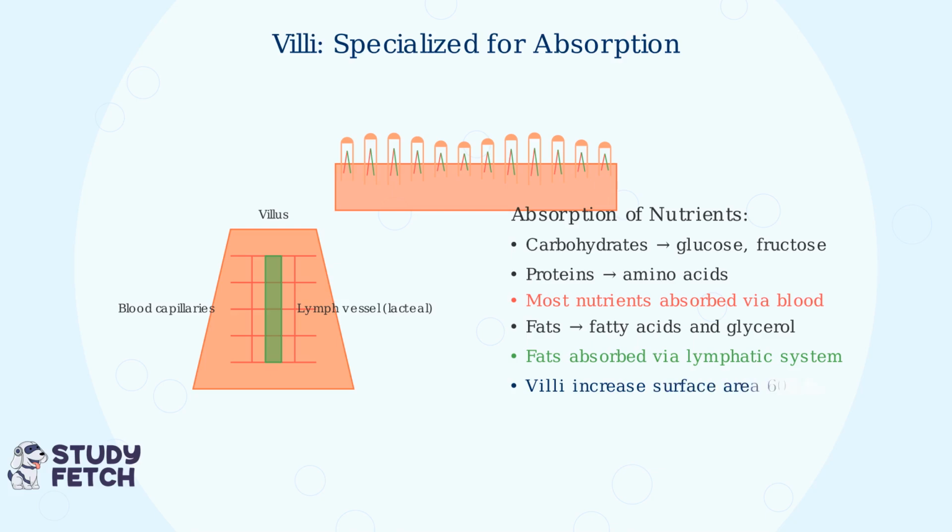The extraordinarily large surface area created by these villi is what makes the small intestine the primary site for nutrient absorption in the human body.